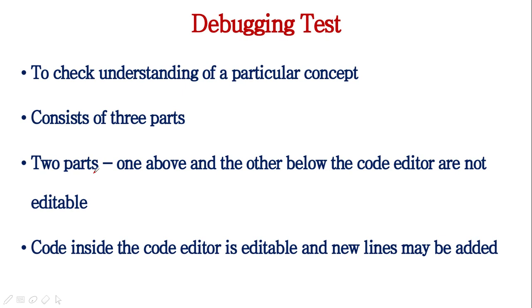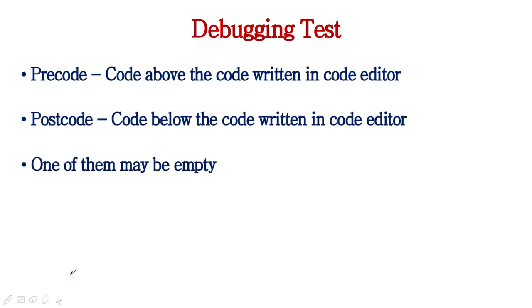Two parts will be above and below the code editor. We know already there is a code editor where the student can type the code. Above the code editor there will be a part of code, and below the code editor there may be a part of code. The code inside the code editor is the only editable part, and whatever is above and below is not editable. So the student has to understand what is given and write the new lines. Either they have to modify the lines in the code editor or they may have to add new lines.